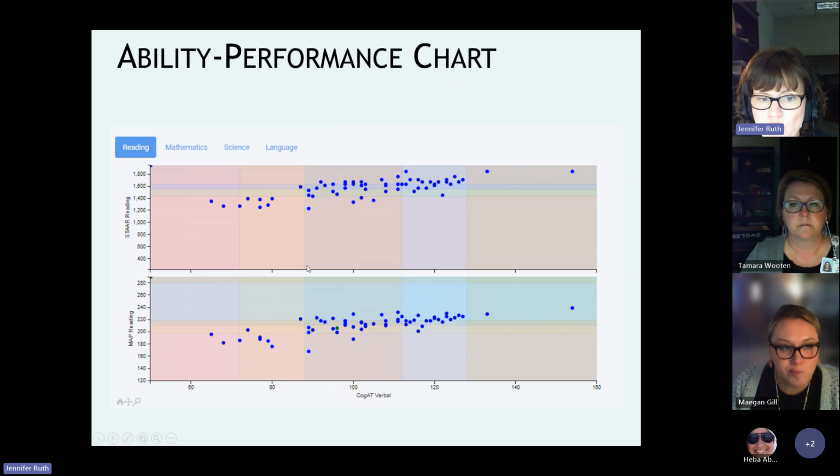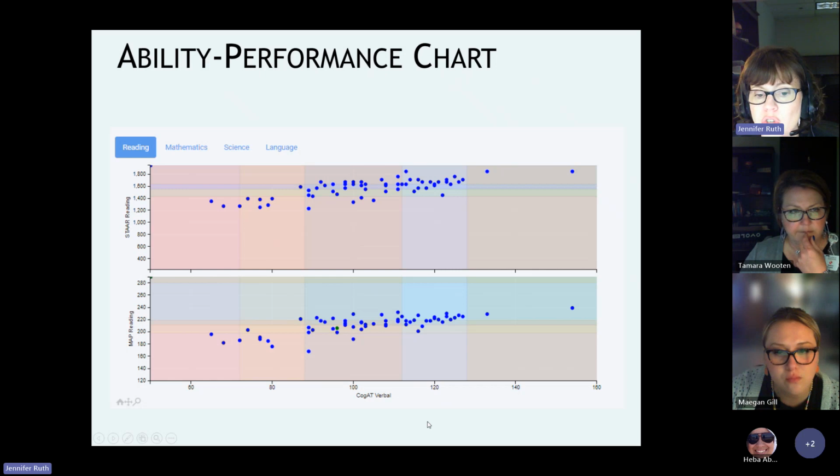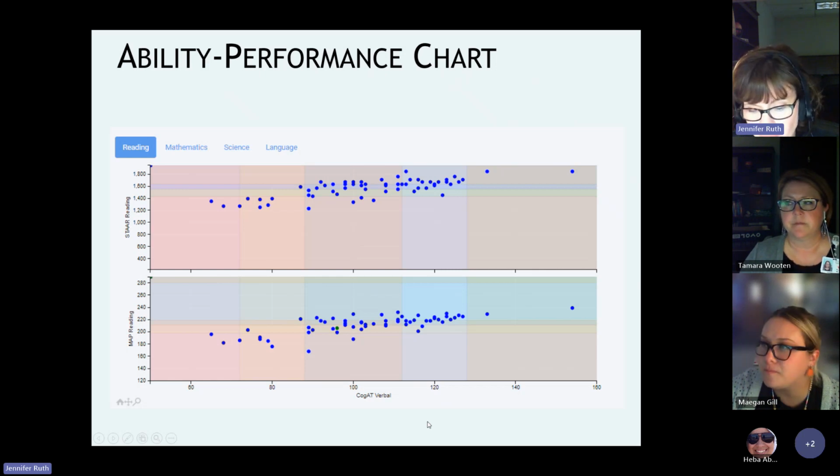When you're looking at this visual, the center section right around the 100, this box, those are the students who have an average cognitive ability. Below average is the box right below that, and then very low. And then you have above average to the right and very high. Each dot represents a student, and their dot is placed where their CogAT and their MAP scores intersect each other.